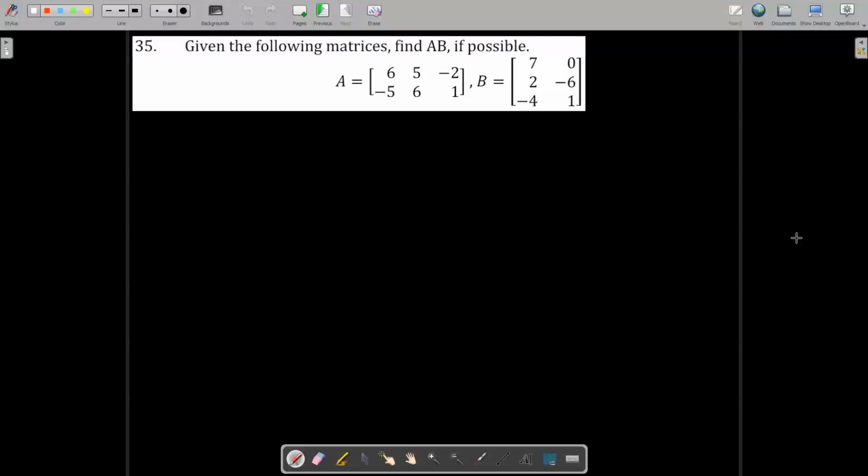Number 35, the finale, the very last question. Given the following matrices, find A, B if possible. That would be A times B.